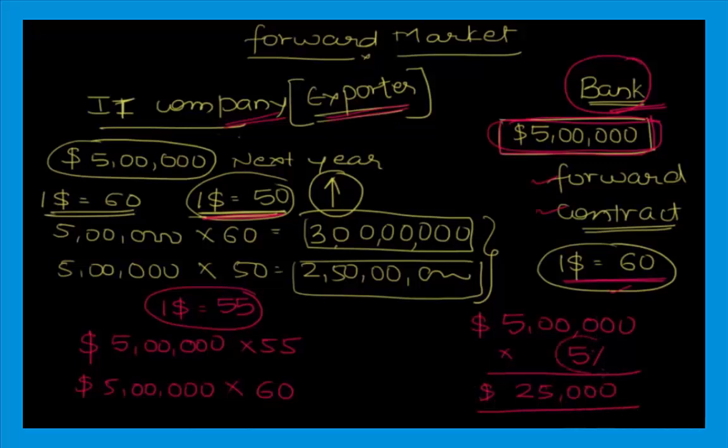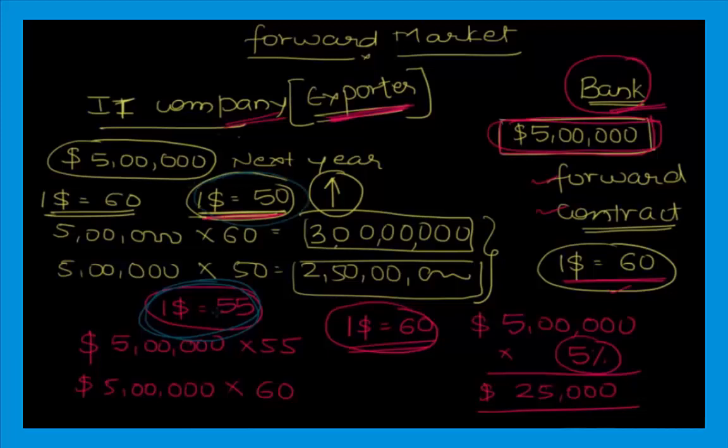Don't go on the exact numbers. This is just to help you understand how the deal takes place. This entire deal is called the forward contract, which means that the bank and the exporter are deciding the price of the dollar, $1 = 60 rupees today, at which they are going to transact in the future, irrespective of whatever the current market price then would be.